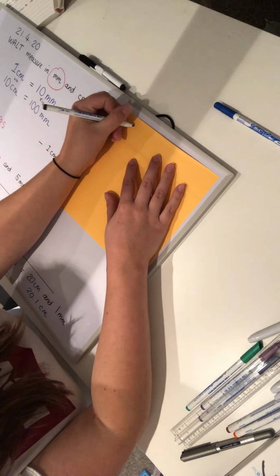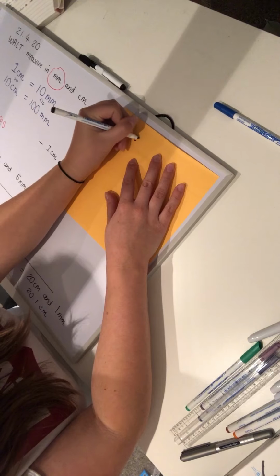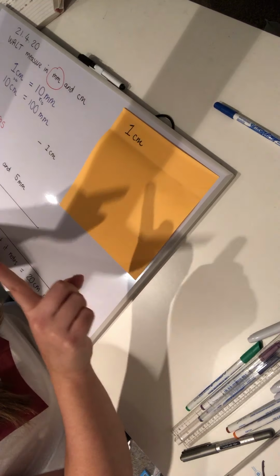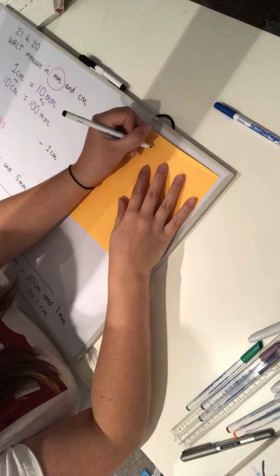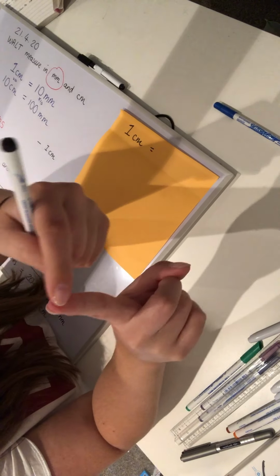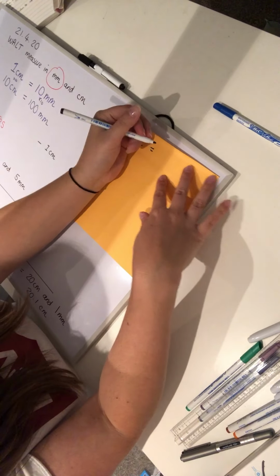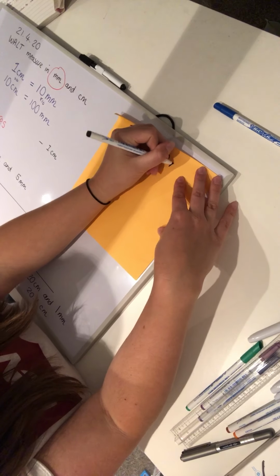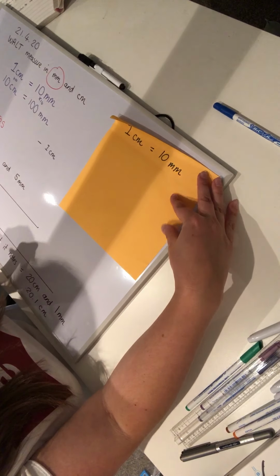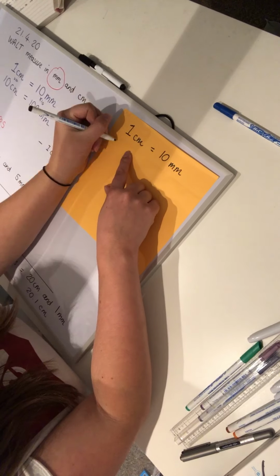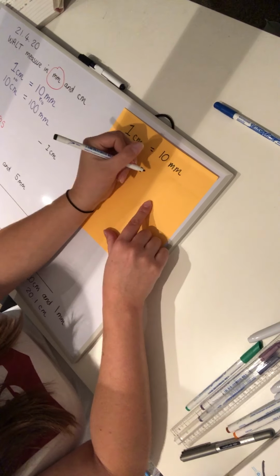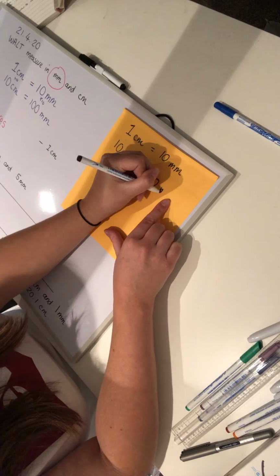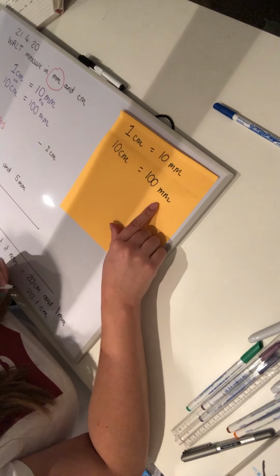So if I have 1 centimetre, which is probably about the width of my nail or my finger, how many little millimetres, how many little lines in a centimetre? There are 10, yes. 10 millimetres. And if I have 10 centimetres, I'm timesing that by 10, so 10 times 10 is 100. So there'll be 100 millimetres in 10 centimetres.